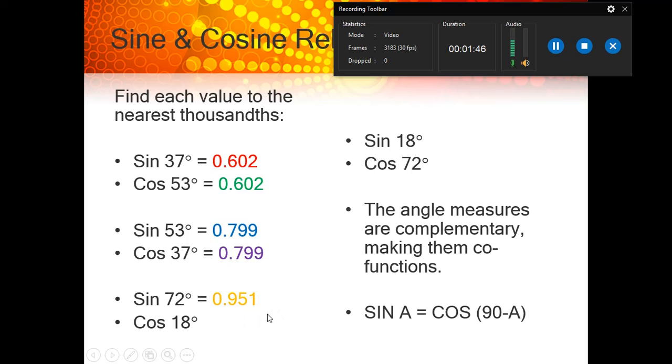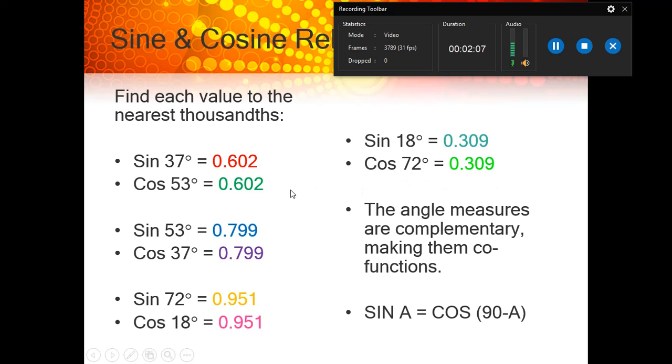And we'll do cosine of 18. And you should get 0.951. So we have one more pair to look at. Sine of 18, rounded to the nearest thousandths, is 0.309. And then cosine of 72 should be the same answer.